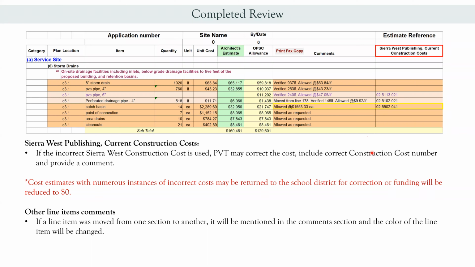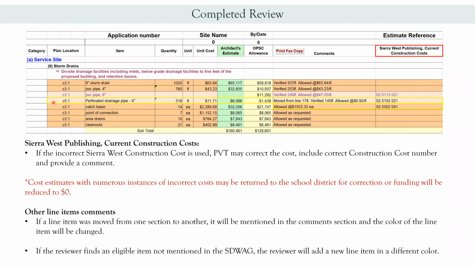Now, if a line item was moved from one section to another, it would be mentioned in the comment section, and the color of the line item will be changed. So for example, right here, the color of the line item was changed, and the comment was provided, which was moved from line 170A. We verified 145 linear feet, and it was allowed at 9.92 per linear foot, and we included the CROS number. That's just so you can see we added that line item.